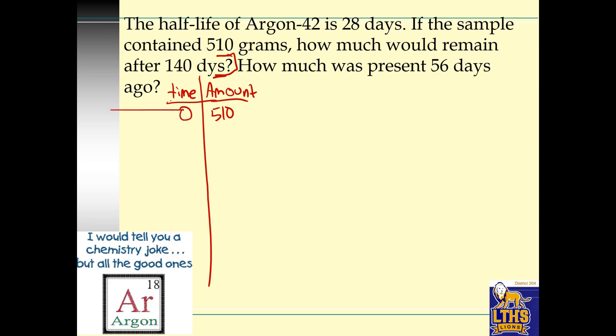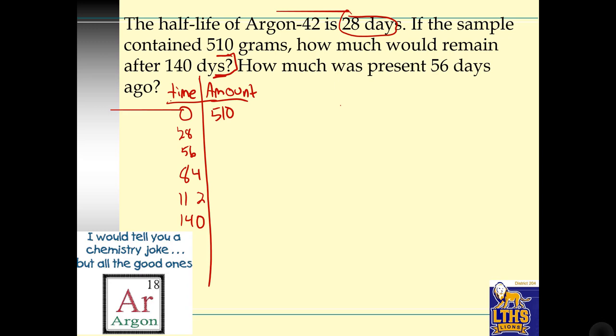Okay. So notice the half-life is 28 days. So I'm going to count by 28s. 28, 56. I'm really going to regret not having my calculator. 28 plus 56 is going to be 84. 84 plus 28 is going to be 112. And then plus 28 would be 140. Woo! Okay, adding by 28s is not the easiest thing on earth.